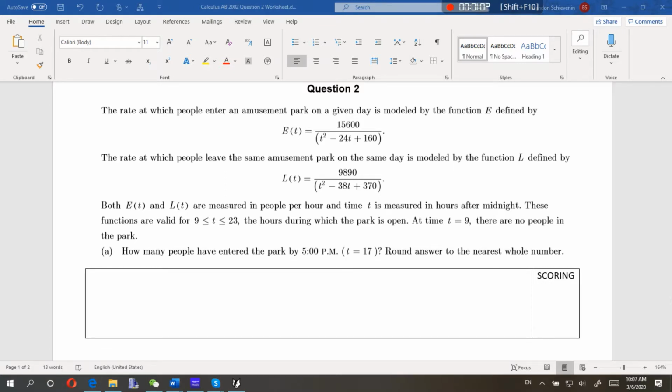So first I want to know how many people have entered the park by 5 p.m., and then round the answer to the nearest whole number. Junho, how could I set this up?